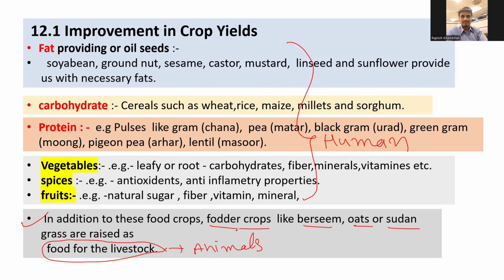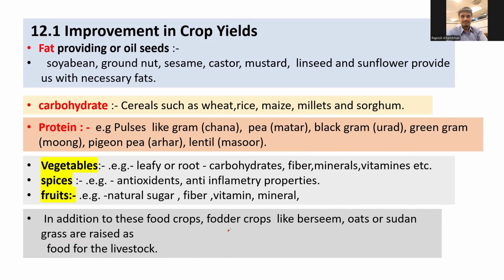Humans will eat. But just imagine you are petting the animal, you are doing animal husbandry. For that, what should be given to the animal as food? So animals will be given the fodder crops. Fodder crops means food of animals, okay, domesticated animals like cow, buffalo, etc. They will be given food like barsim, oats, Sudan grass, etc. We are giving them this food, which is known as the fodder crops, for the animals. And animals are known as livestock. Whenever the word livestock is there, it means we are talking about animals for animal husbandry.